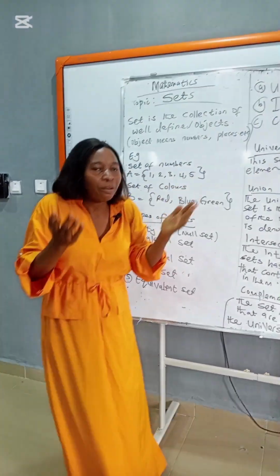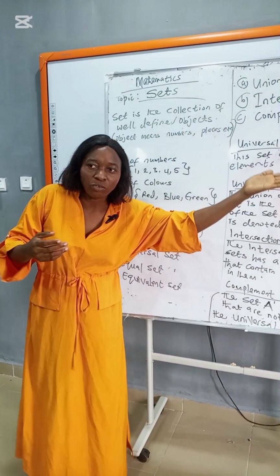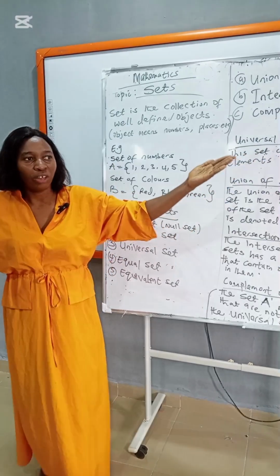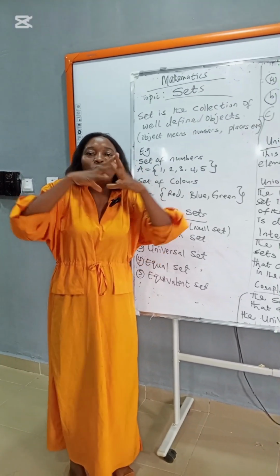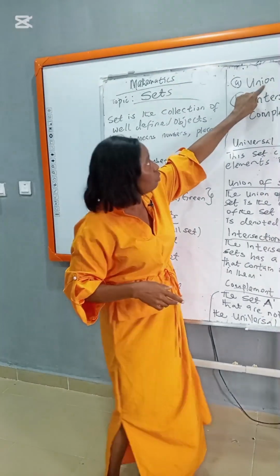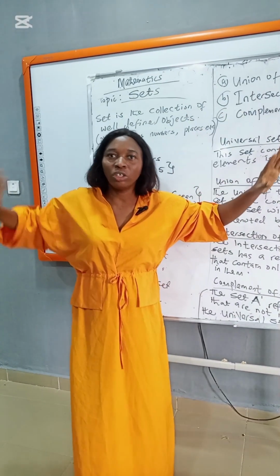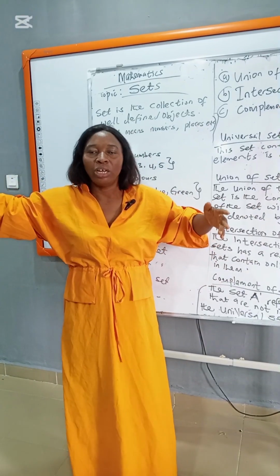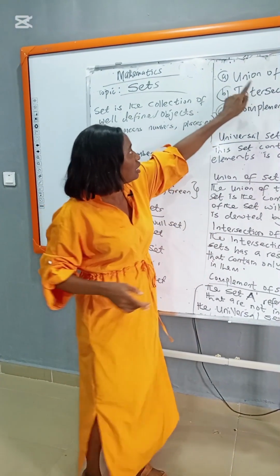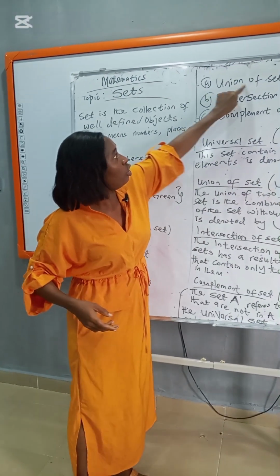Just like, for example, at home, your mom came from a different family, your dad came from a different family, and they came together and became what? A particular family. They form their own family. So we call this type of set a what? A union set, because all of them came from different backgrounds. An Ijaw man can marry an Igbo woman, and they form what? A set. This is example one of union of a set.